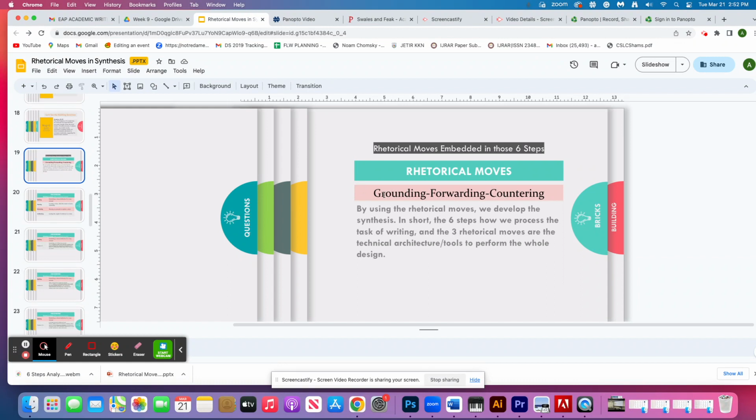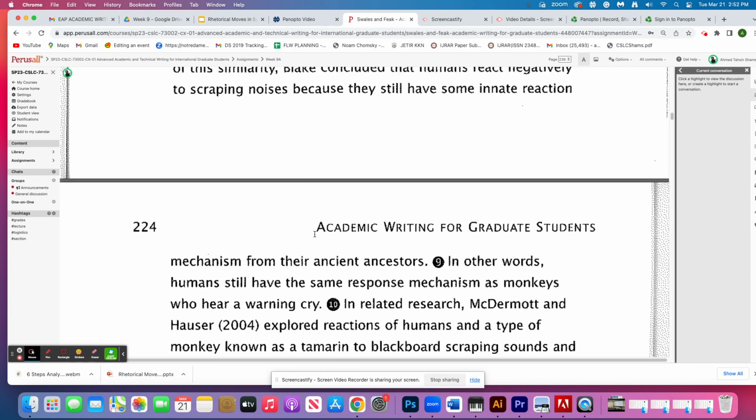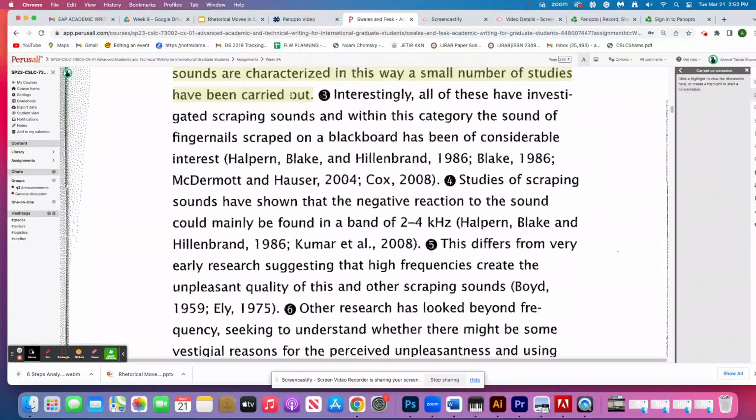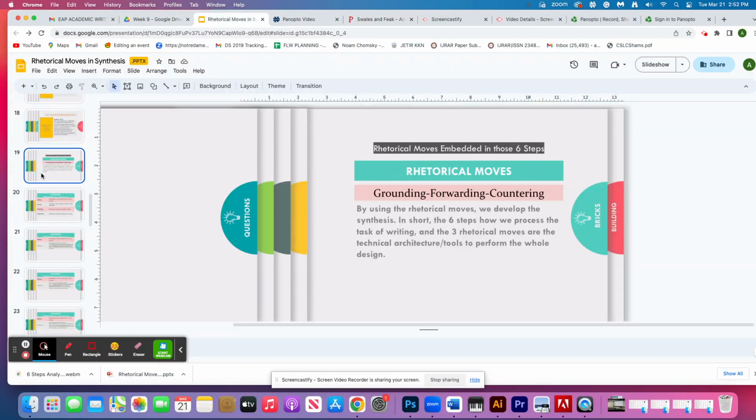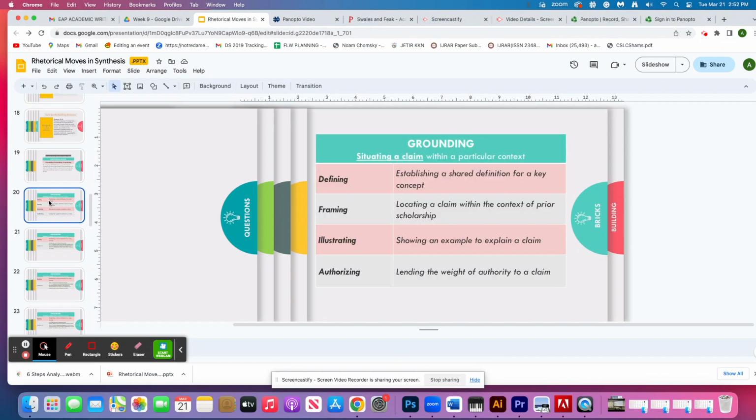If you remember, grounding, forwarding, countering, I shared a video also on this. So today we'll see how these 3 moves, grounding, forwarding, and countering, we can find in those 6 steps in this particular essay that we have just read. Let's begin. So the first move is grounding, and grounding can be done in 4 ways.